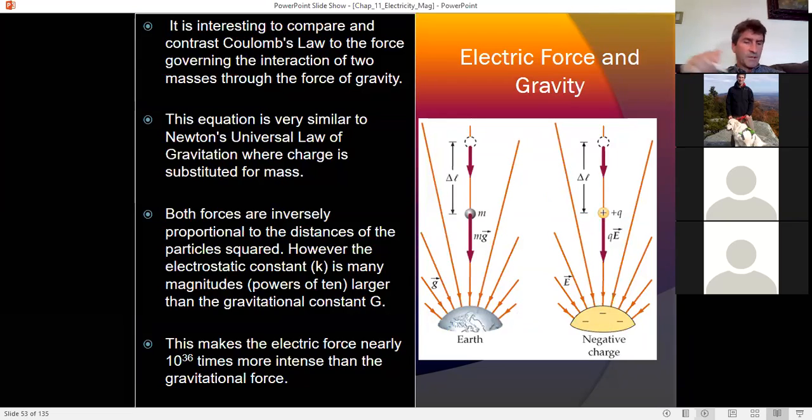So there's a lot of similarities between the gravitational force and the electric force. With gravity, everything falls toward something with more mass, the Earth, for instance. With the electric force, anything charged is attracted to anything with the opposite charge.